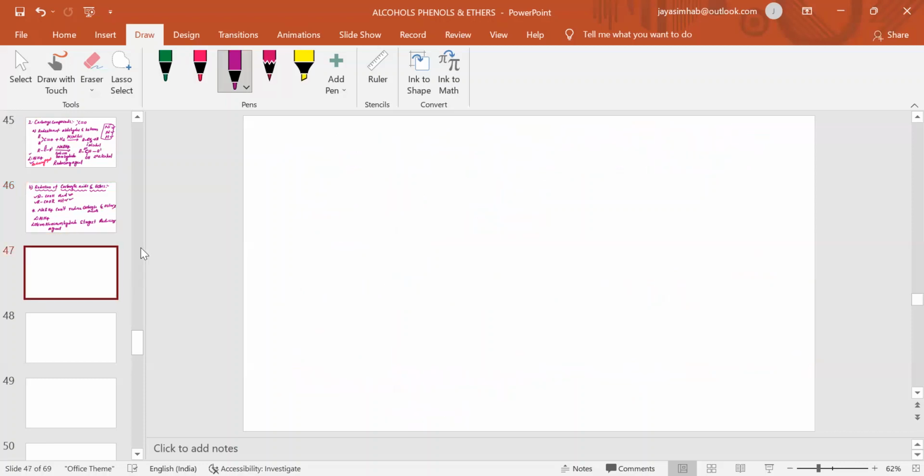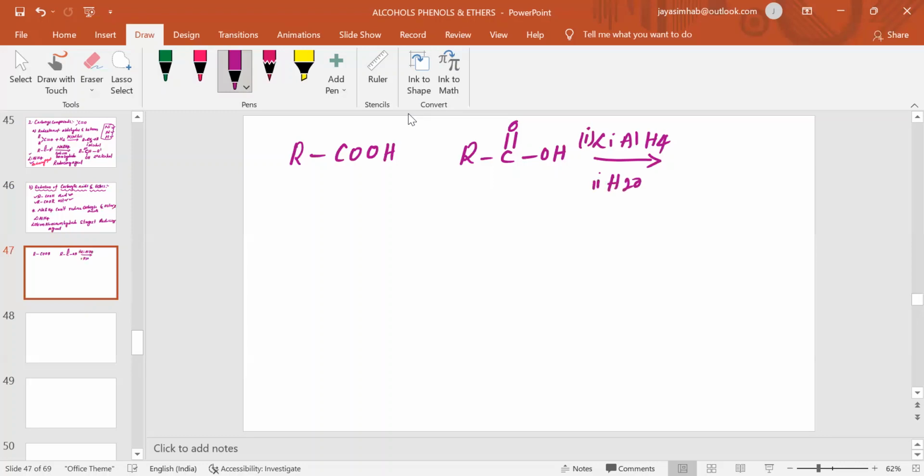So then how will it reduce? So I can write RCOOH. This we will write in the form of R-C double bond O-OH, in the presence of lithium aluminum hydride, LiAlH4. So this is the first step, and then hydrolysis, we can say. So the entire mechanism will happen in two steps. This reduction will form alcohol, RCH2OH.